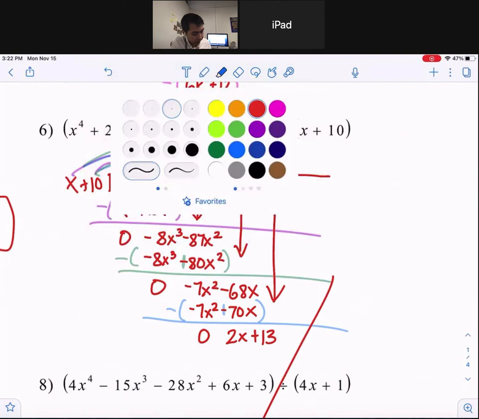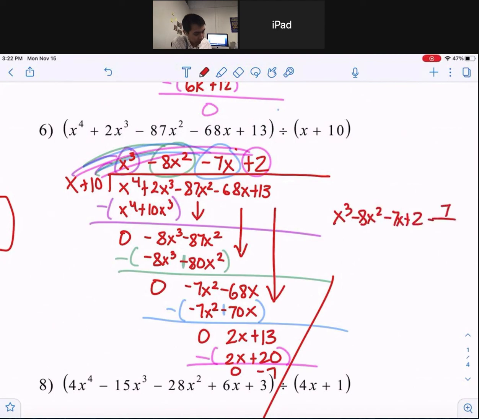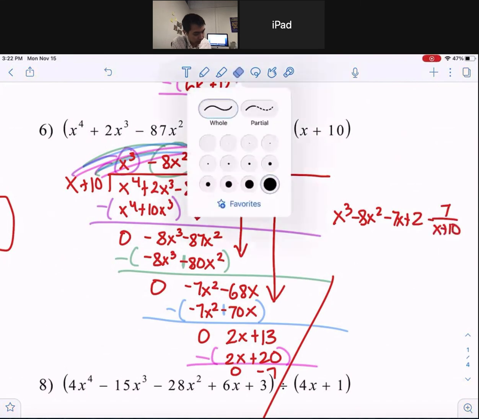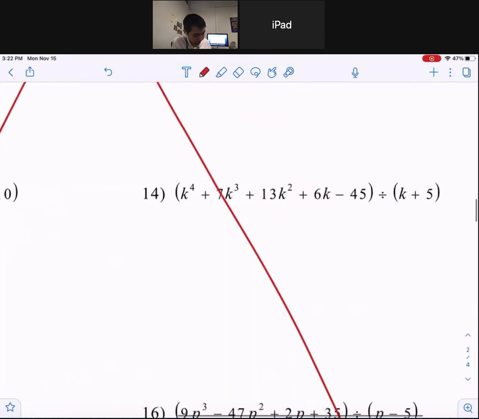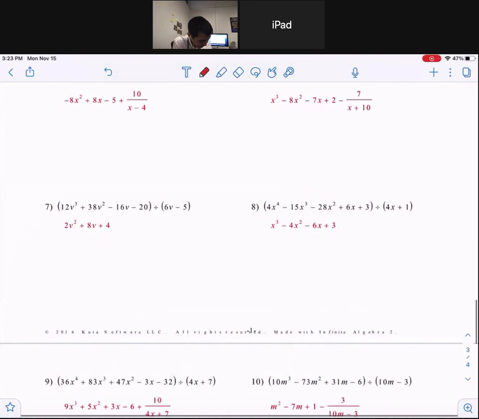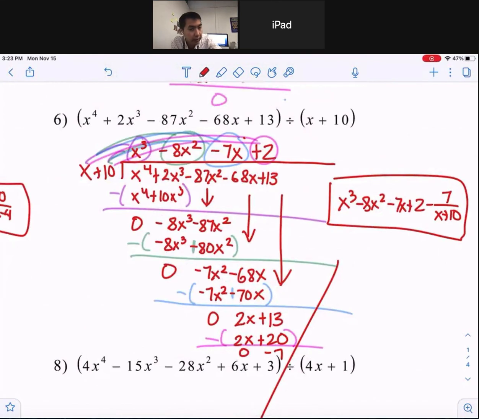And then distribute all of this to there. 2 times x is 2x, 2 times 10 you guys is 20. And subtract that, and you guys get 0, 13 minus 20, negative 7. So our final answer, you guys, is all of this minus 7 over the divisor x plus 10. And hopefully that is our answer, which it is. Okay, so again, just practice this, you guys, do the best you can, and good luck, okay?